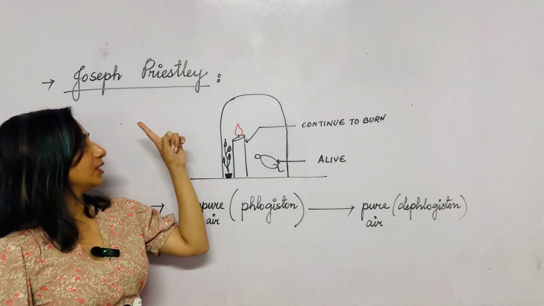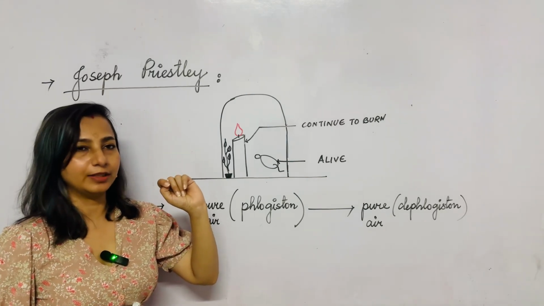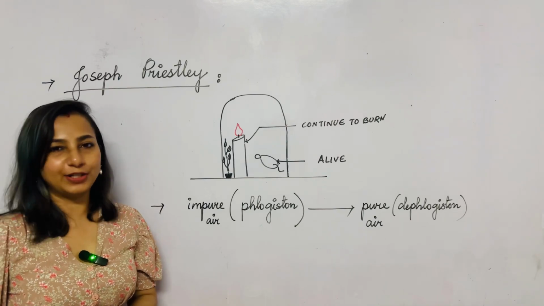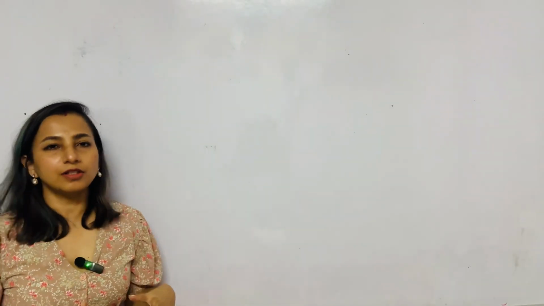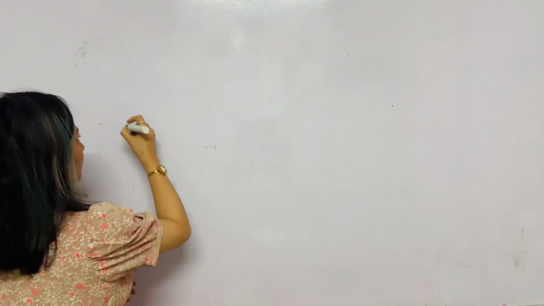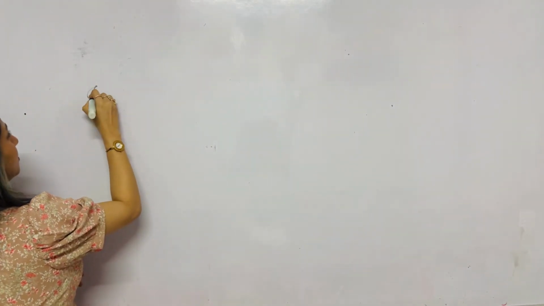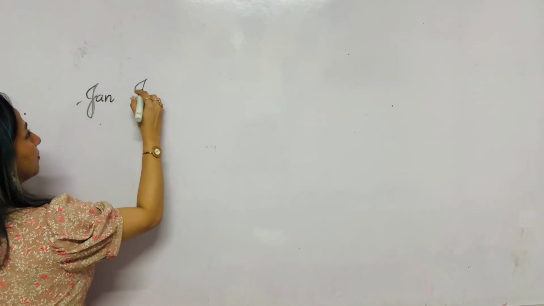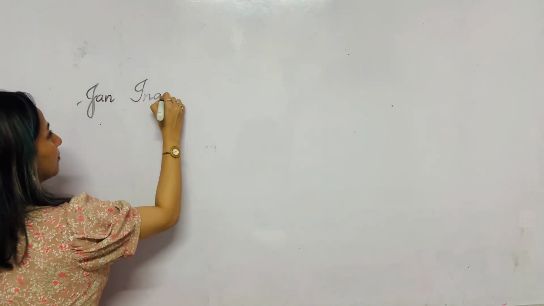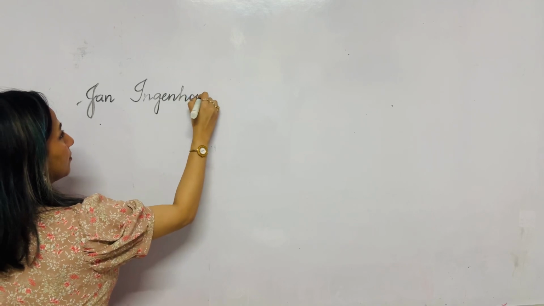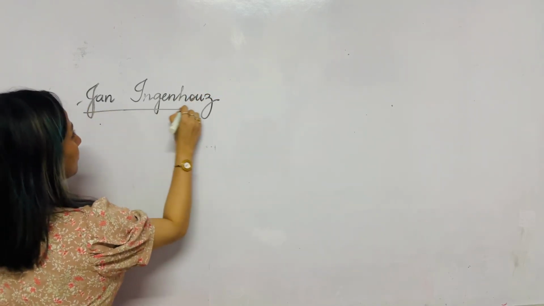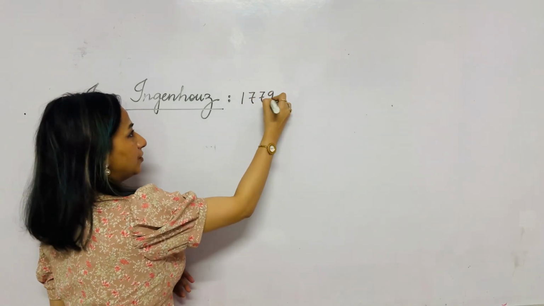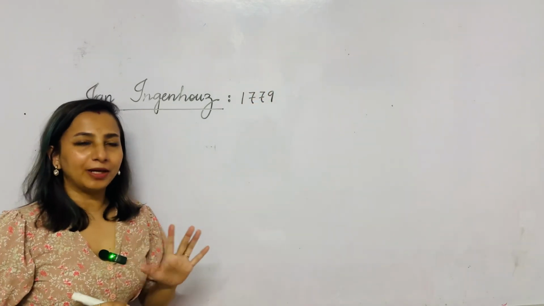So there is a question for you. Let me know, what is the country of birth of Joseph Priestley? Do let me know to which country he belongs. Clear? After this, there was another scientist named Jan Ingenhousz. So he did an experiment in about 1779. Okay, what did he do?